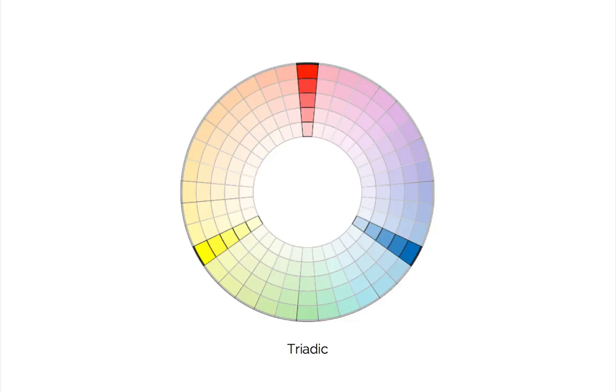Triadic color schemes use colors that are evenly spaced around the color wheel. They offer both contrast and harmony. Use one of these colors as the dominant color, and the other two for accents.